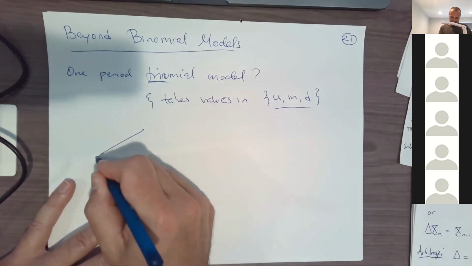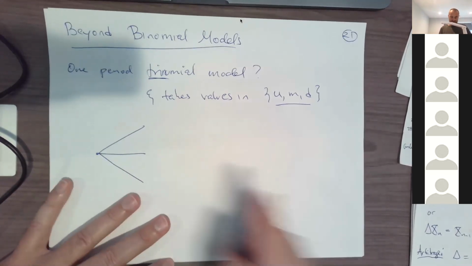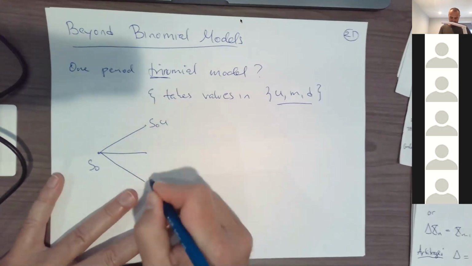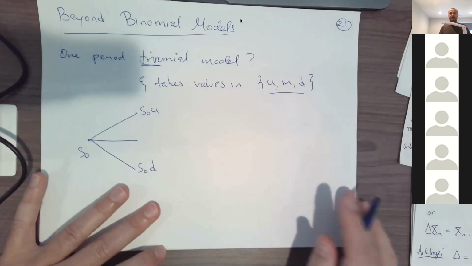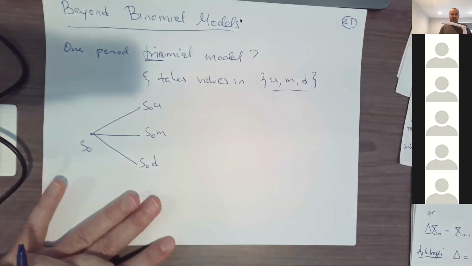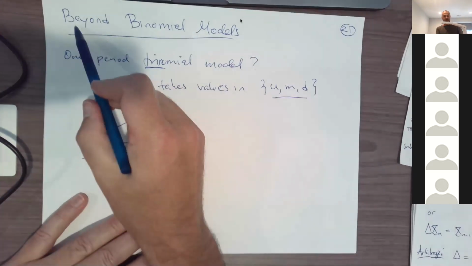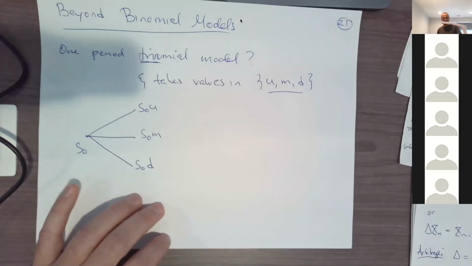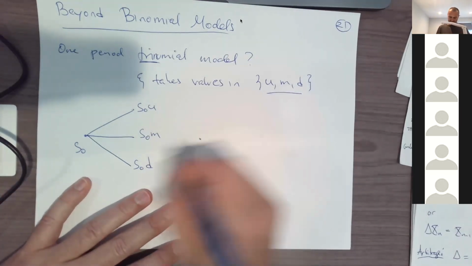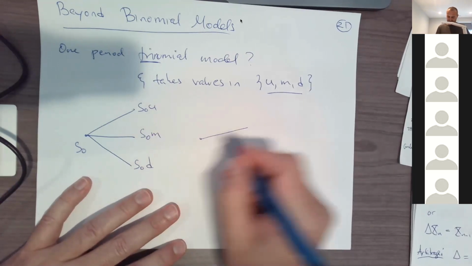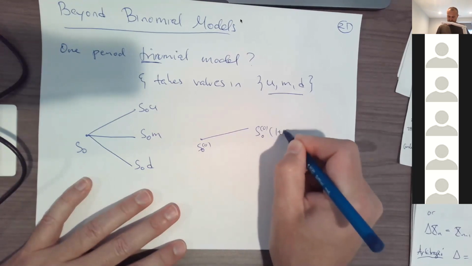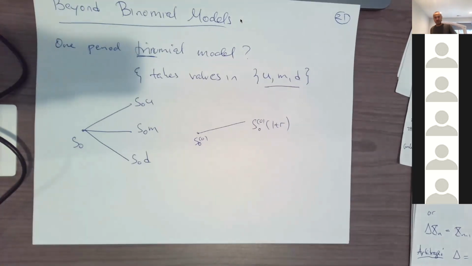Looking at a picture, this is my S0. This is my up value as before. This is my down value as before. But now there is a third possibility, and that third possibility is what's beyond binomial models. And as before, I'll have a bank account sitting somewhere in between these legs here. This is 0, 0, and this is 0, 0 times 1 plus r. Okay, so what's the big difference now?